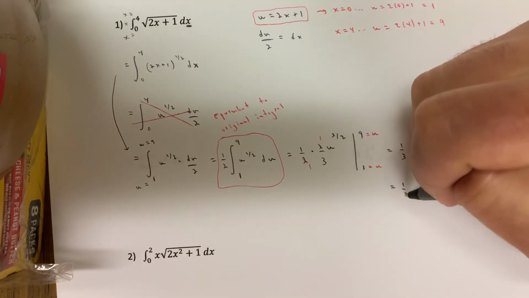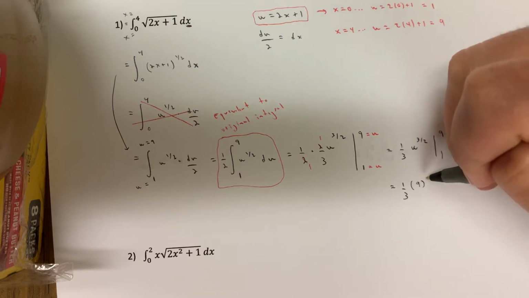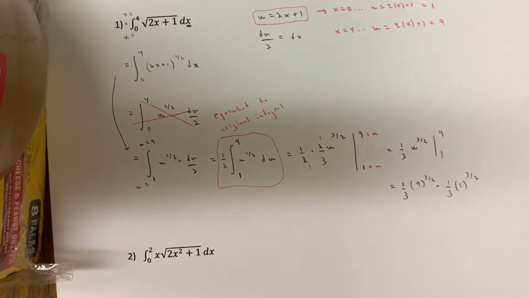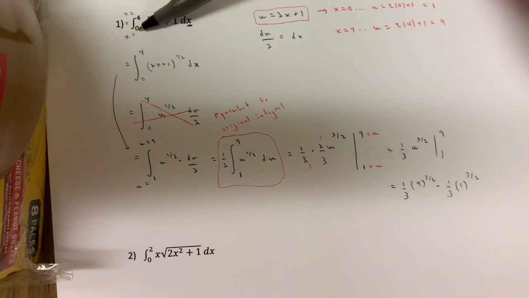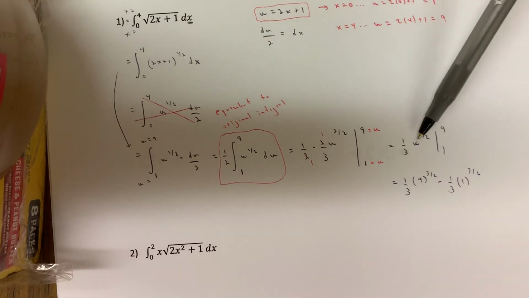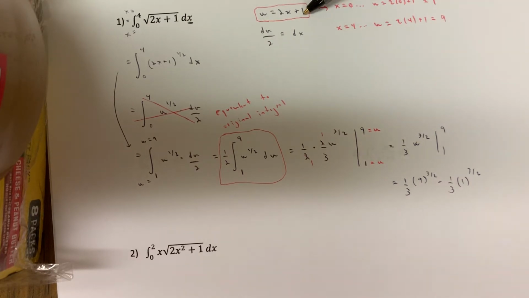It's not terrible. This becomes 1/3 times 9 to the 3/2. Let's plug in that upper bound. Minus 1/3 times 1 to the 3/2. People get annoyed. They're like, yeah, but Berto, this lower bound was 0. That's easier to plug in than a 1. You changed it to a 1. Well, you had no choice. Even if you took out the u and put in the 2x plus 1, when you plug in 0 for x, you would get a 1 inside there anyway.